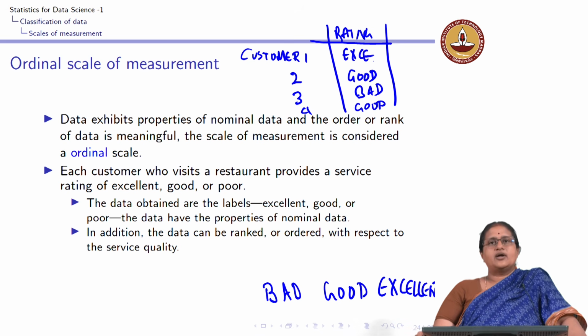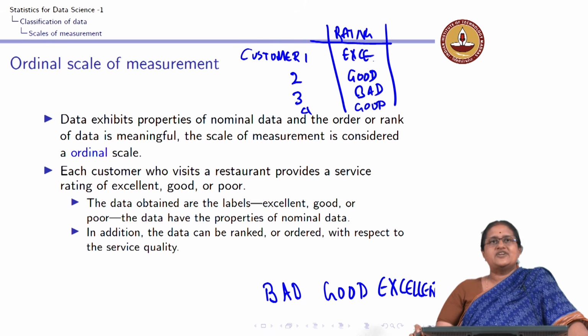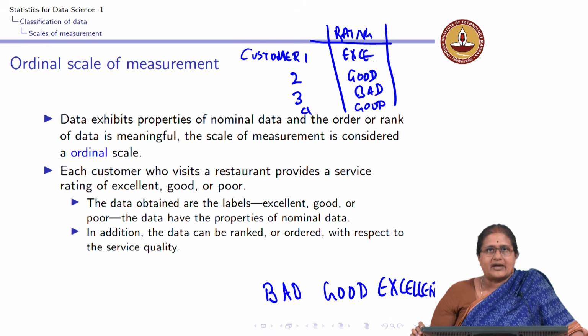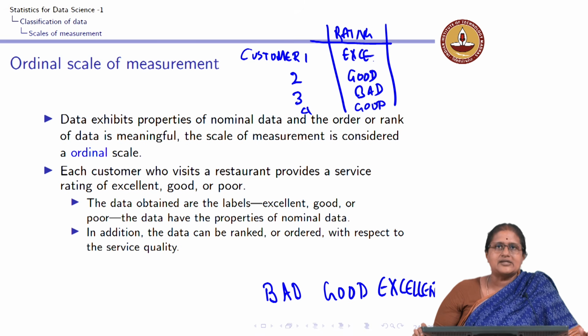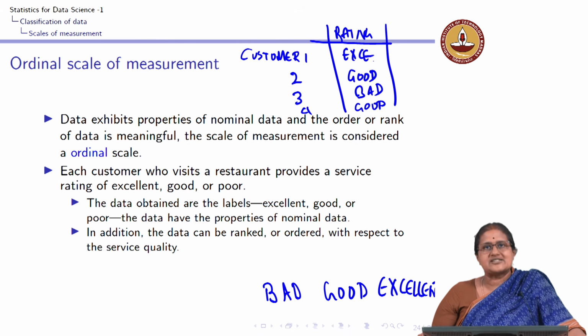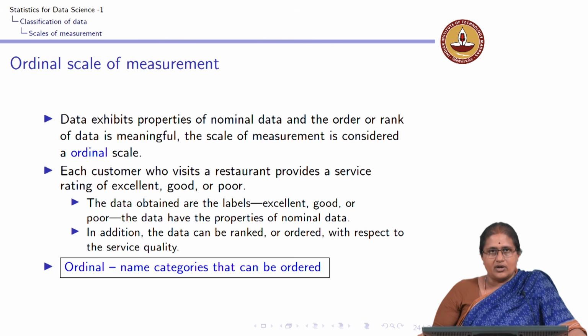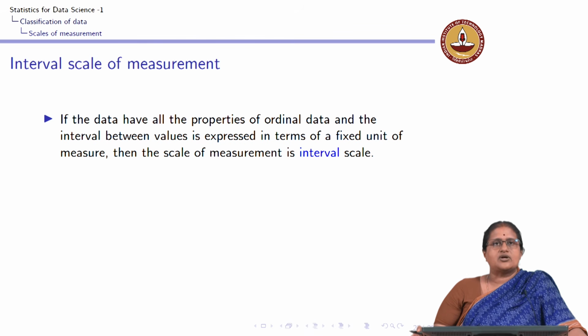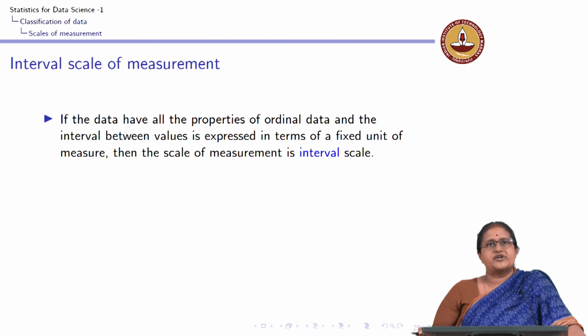So, categorical nominal data which exhibits some rank or an order, where the order or rank is meaningful, is said to have the scale of measurement called an ordinal scale. So, ordinal scale of data is named categories that can be ordered. The next scale is called an interval scale of measurement.